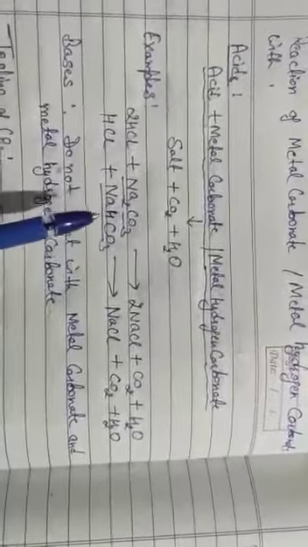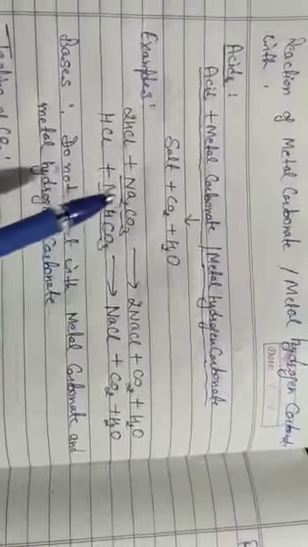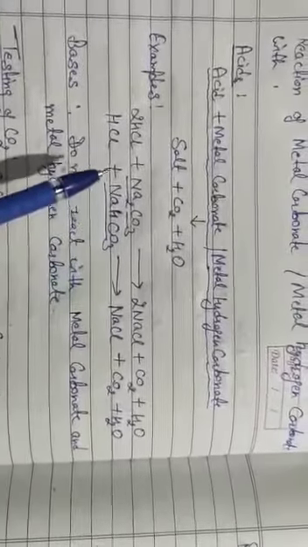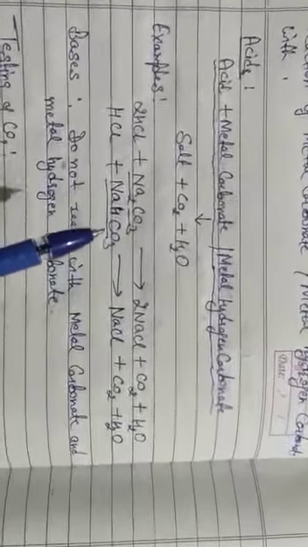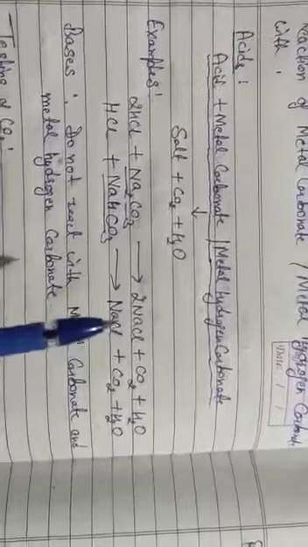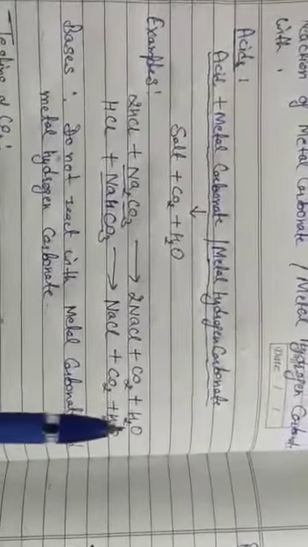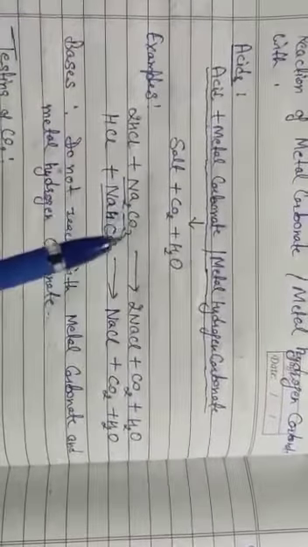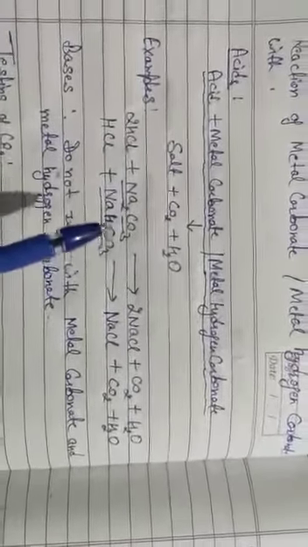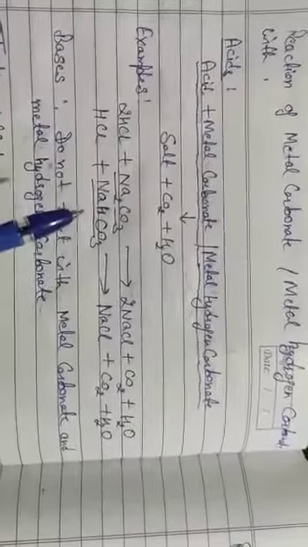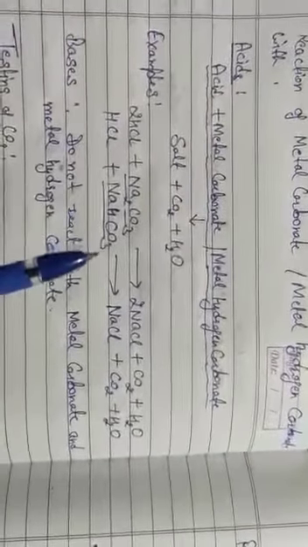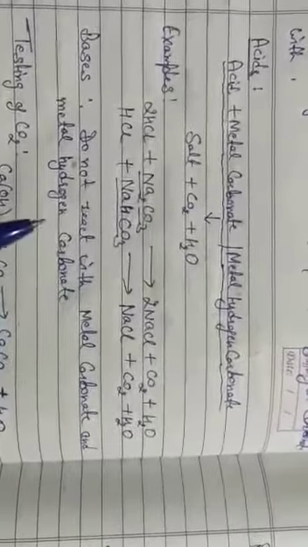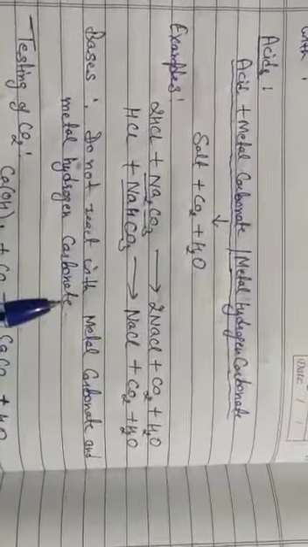In both cases, whether acid reacts with metal carbonate or with metal hydrogen carbonate, salt, carbon dioxide and water are formed. Na is a metal, and the carbonate group is the CO3 group. In the second case, Na is a metal, and HCO3 is the hydrogen carbonate group. Bases do not react with metal carbonate and metal hydrogen carbonate.